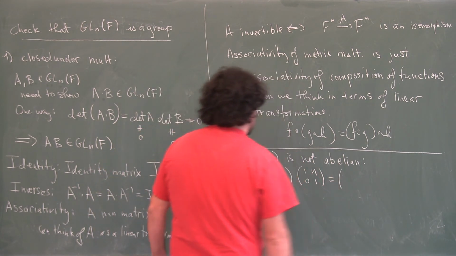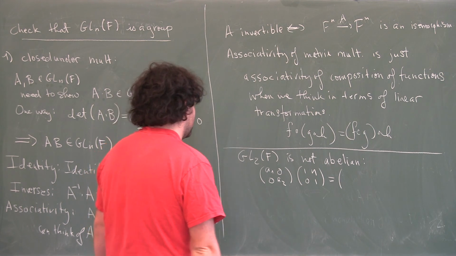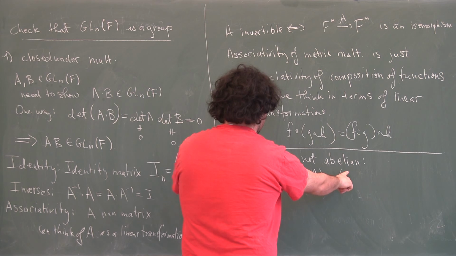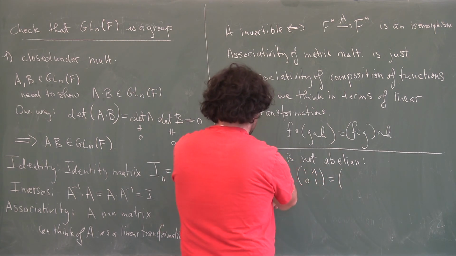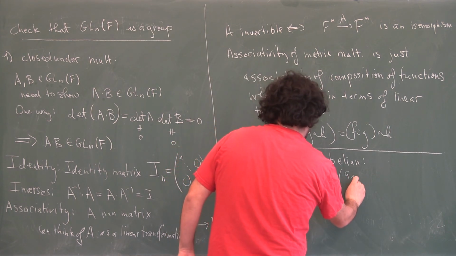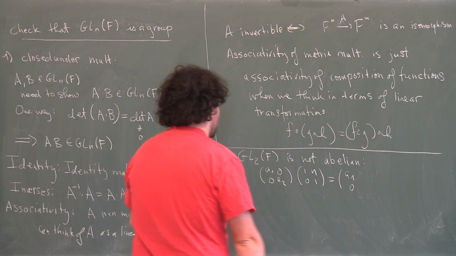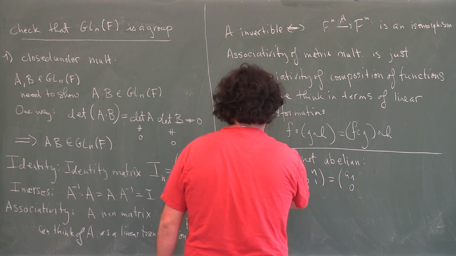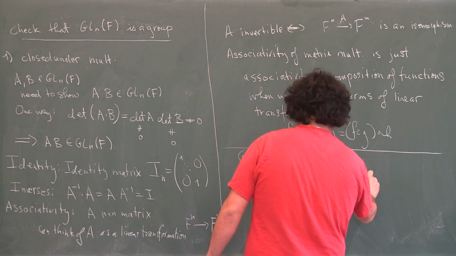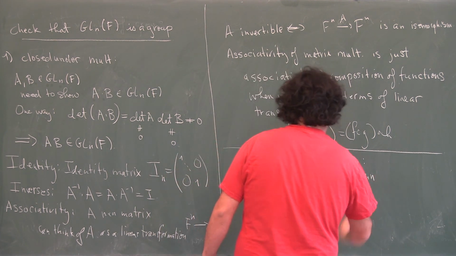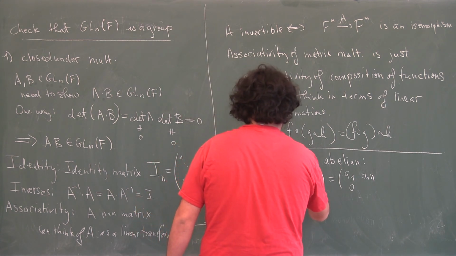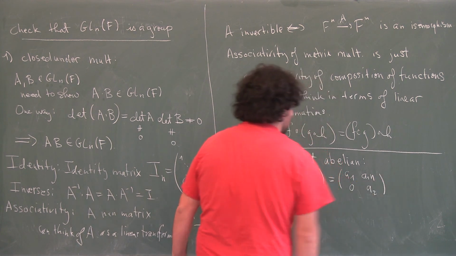So what do I get? If I multiply, for the first column here, it's just the first column of this matrix because I have the standard basis vector here. So this is A1, 0. And then what do I get here? I have A1 times n plus 0 times 1, which is A1 n. And then I have 0 times n plus A2 times 1. So I get this matrix.